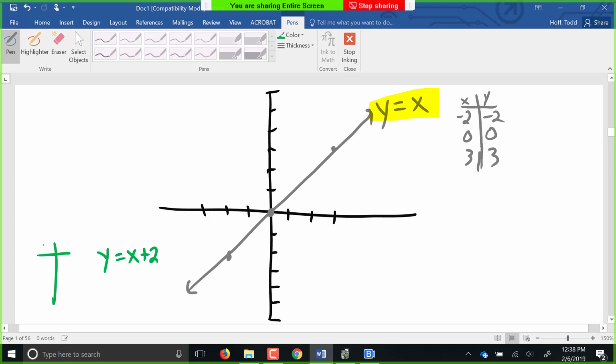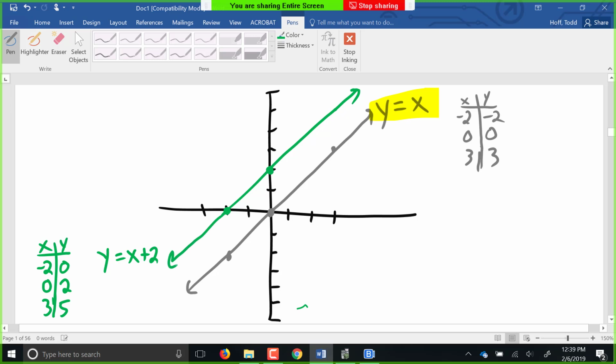If I make a table, if x is -2, what's y have to be now? 0, because negative 2 plus 2 is 0. If x is 0, what's y? 2, and if x is 3, y would be 5. So we plot those. Negative 2, 0 is right there. 0, 2 is right there. 3, 5 is going to be up there.